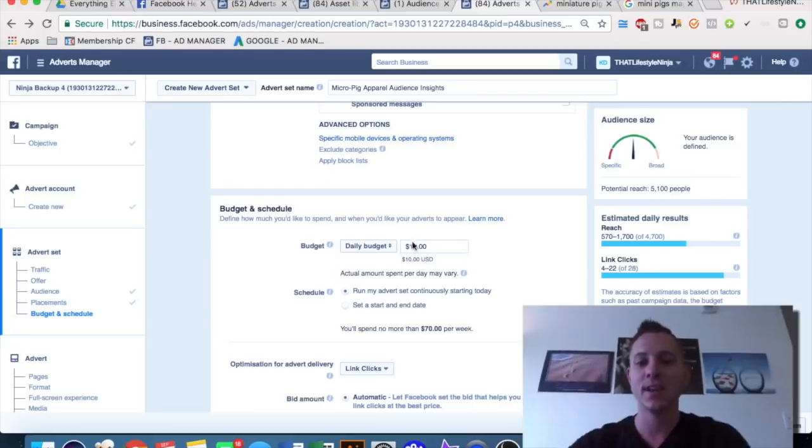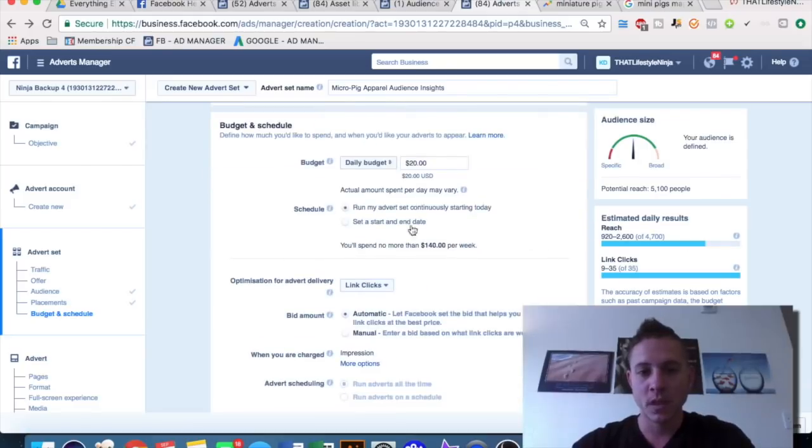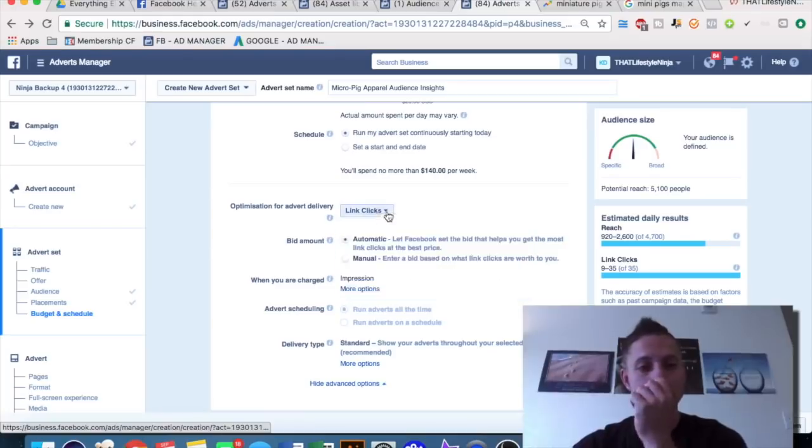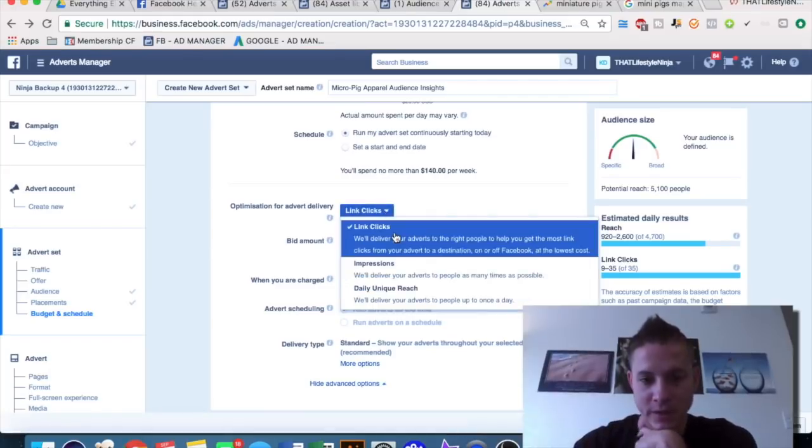So I like to set it between 10 and 20. If I set it for 20, I'll reevaluate in 3 days. If I set it for 10, I'll reevaluate in, you guessed it, 6 days. So we're going to set it for 20 just for now. And that means that you'll spend no more than $140 per week. Link clicks is fine here, right?